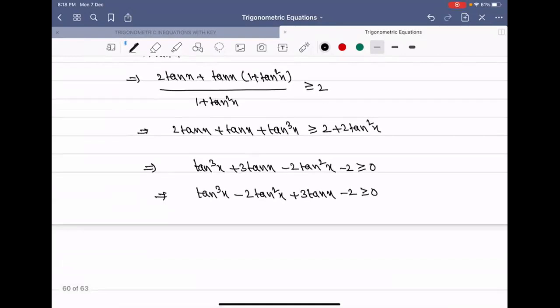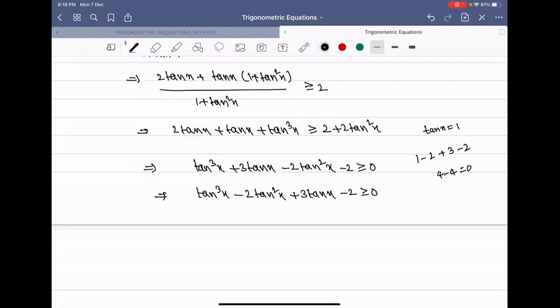Now, how to solve this equation? First, you need to factorize this one. To factorize, first you predict one root by trial method. In the trial method, we substitute 1, 2, minus 1, minus 2 like this. First, you put tan x equal to 1, whether it satisfies or not. Then 1 minus 2 plus 3 minus 2. Yes, 4 minus 4, it is 0.